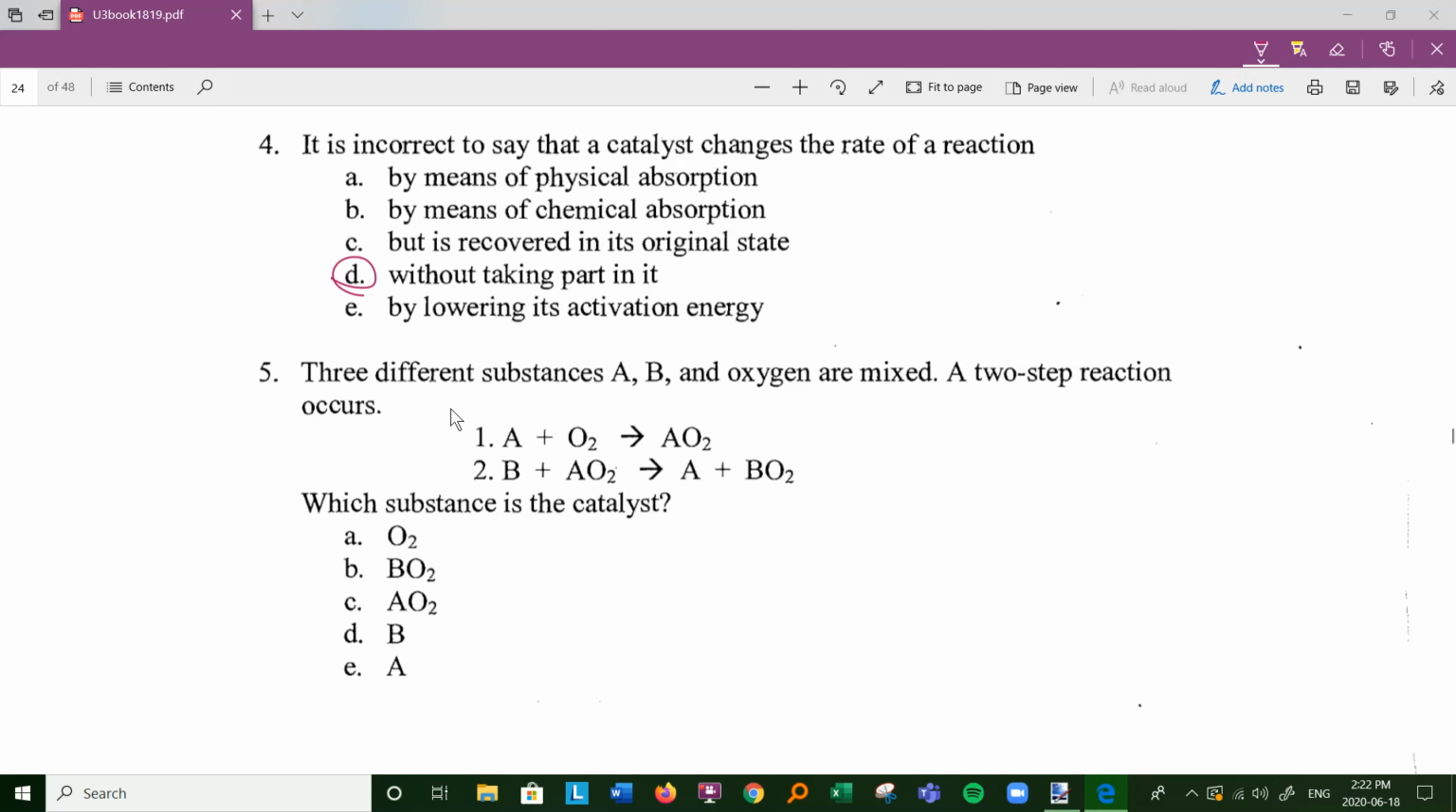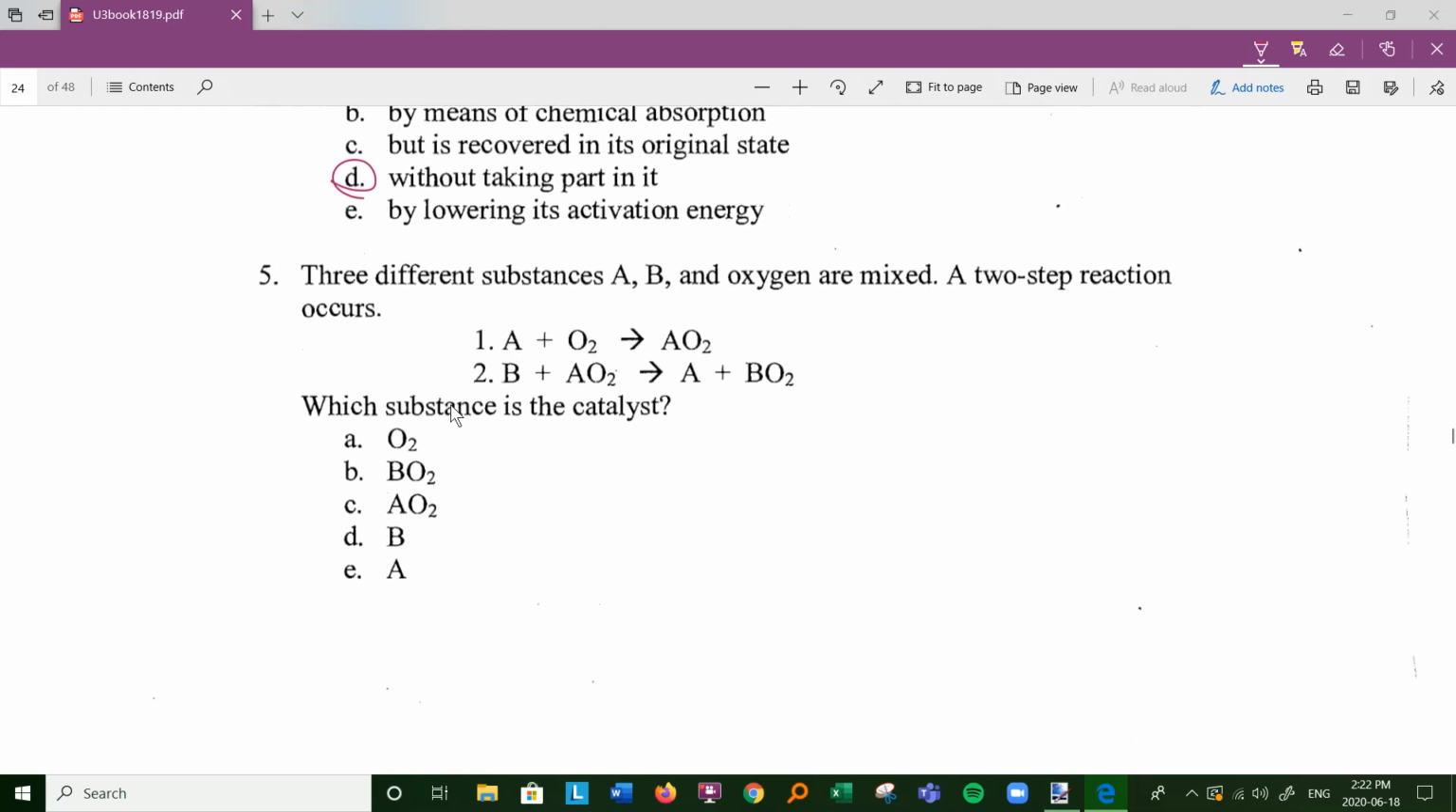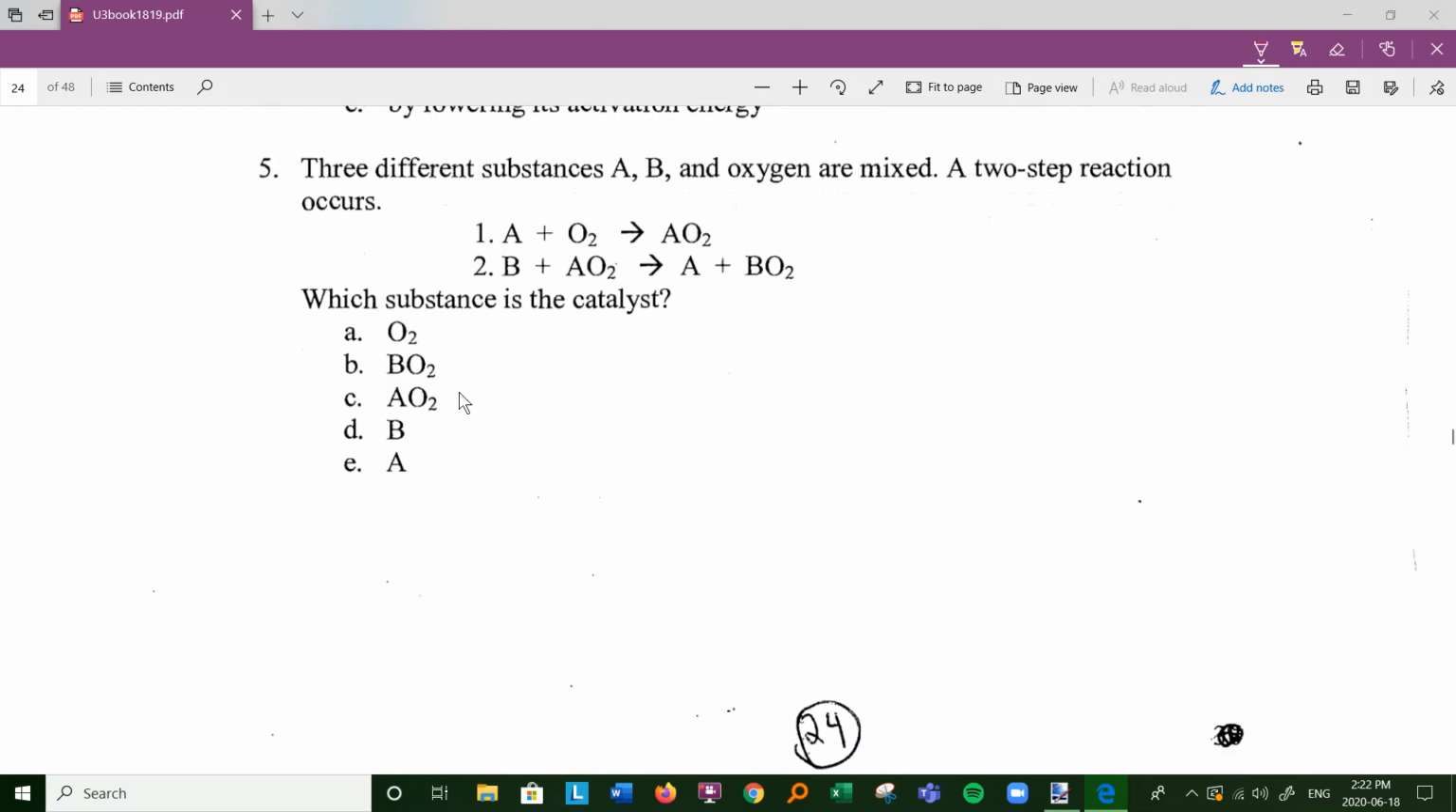Question 5 is something we haven't got to yet, but let's just answer it so we don't have to keep flipping back and forth. This is a 2-step reaction. This is known as a reaction mechanism. The catalyst is something that you dump in, and then later on it comes out. It doesn't appear in the overall reaction. It starts, you dump it in, and then it comes out. That's a catalyst. So chemical A is the catalyst. That is choice lowercase e, chemical A.